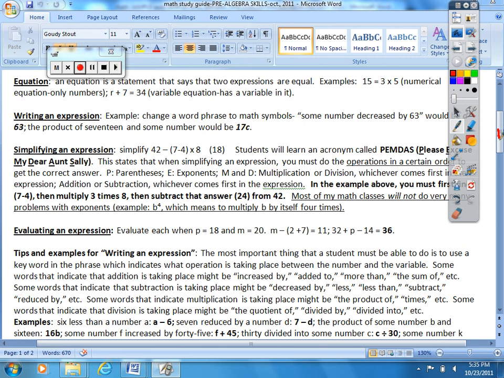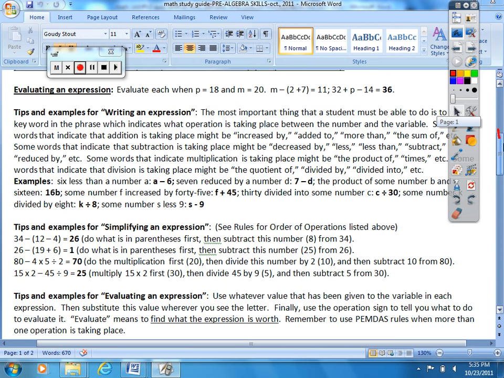All right, I gave you some tips here. And I'm not going to go through all these and read it verbatim, but I want to go through it. The most important thing that a student can do when writing an expression is to know what operation is taking place. And that's always given to the students, but sometimes it's not as clear as in other cases.